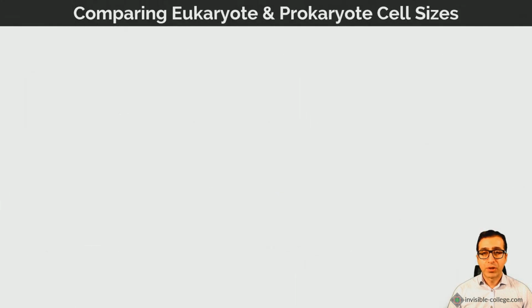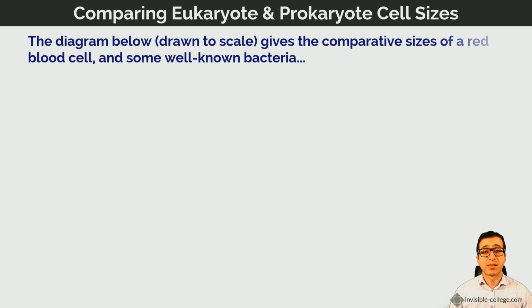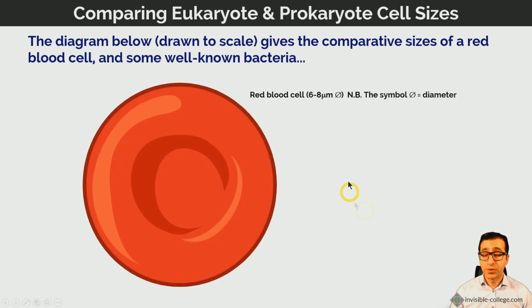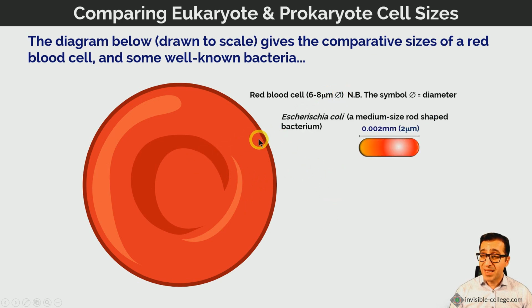Okay, so let's now have a look at a closer comparison of eukaryotic with prokaryotic cell sizes. Firstly, we already saw that the red blood cell is one of the smaller eukaryotic cells found in humans, about 7 micrometers on average, and this symbol here means diameter. If we compare that to a medium-sized bacterium such as E. coli, we find that the E. coli cell, the whole cell, is much smaller still, 2 micrometers.